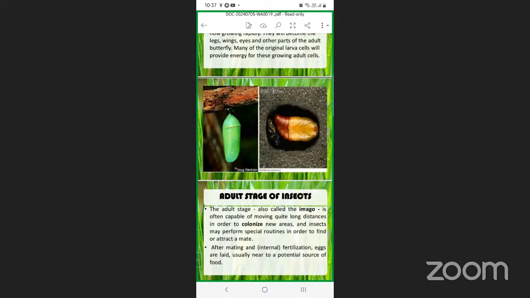So these are the ones, and also the corpus cardiacum and corpus allatum. We have studied about the juvenile hormone, which regulates metamorphosis and yolk deposition in the eggs. And when we talk about the prothoracic glands, they have an exemption in the pterygotes.